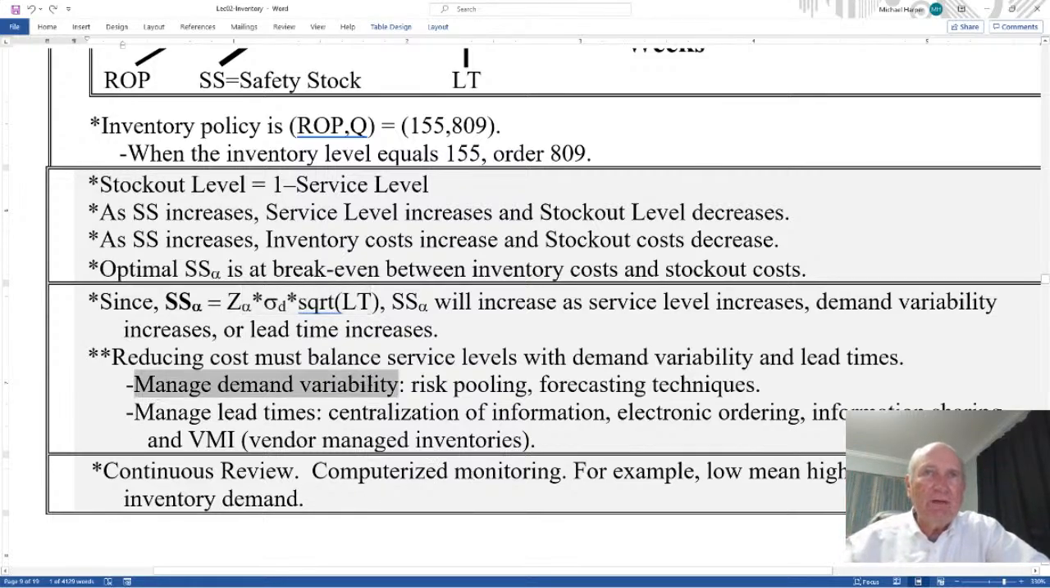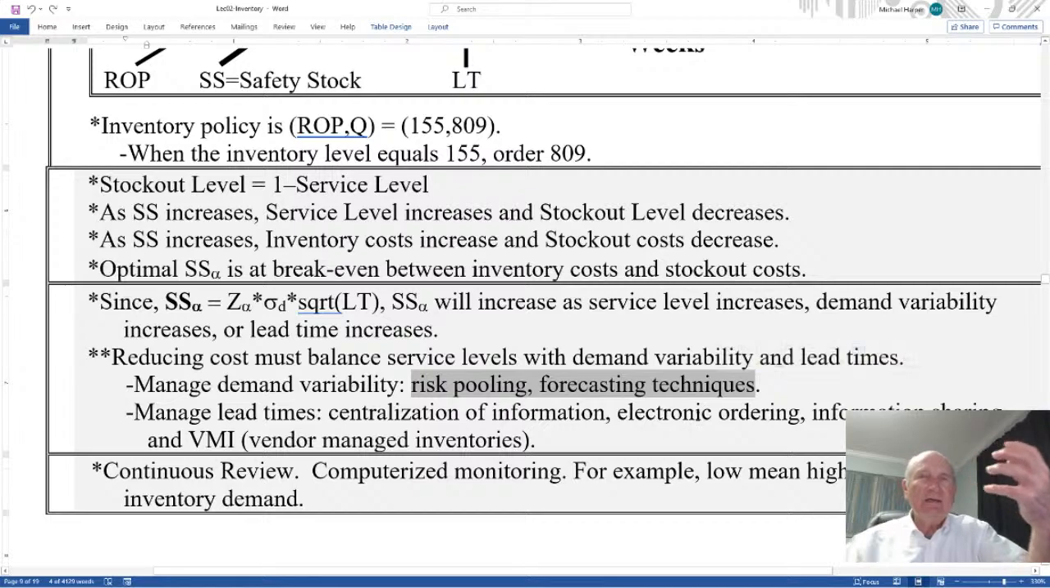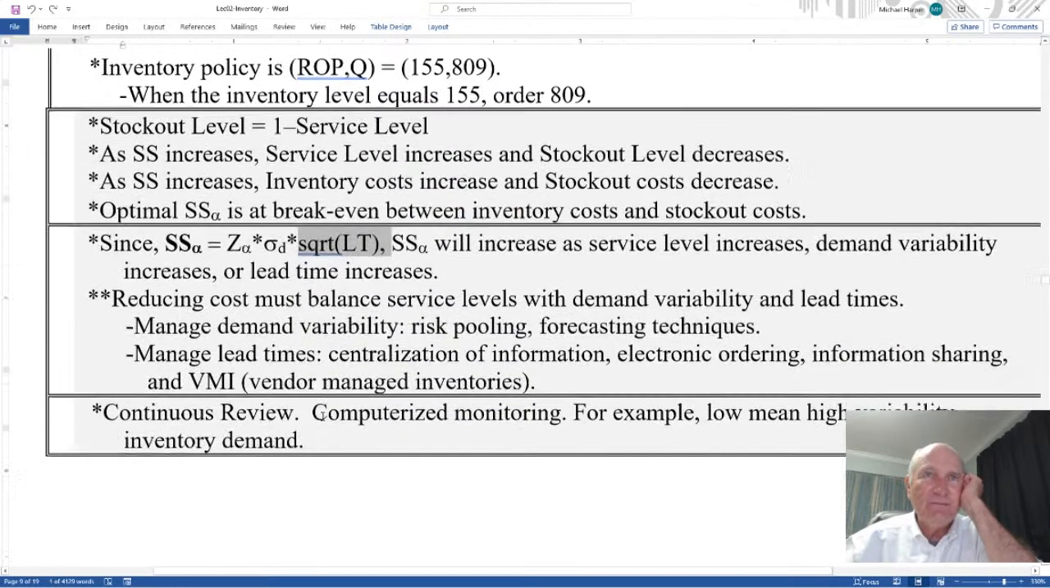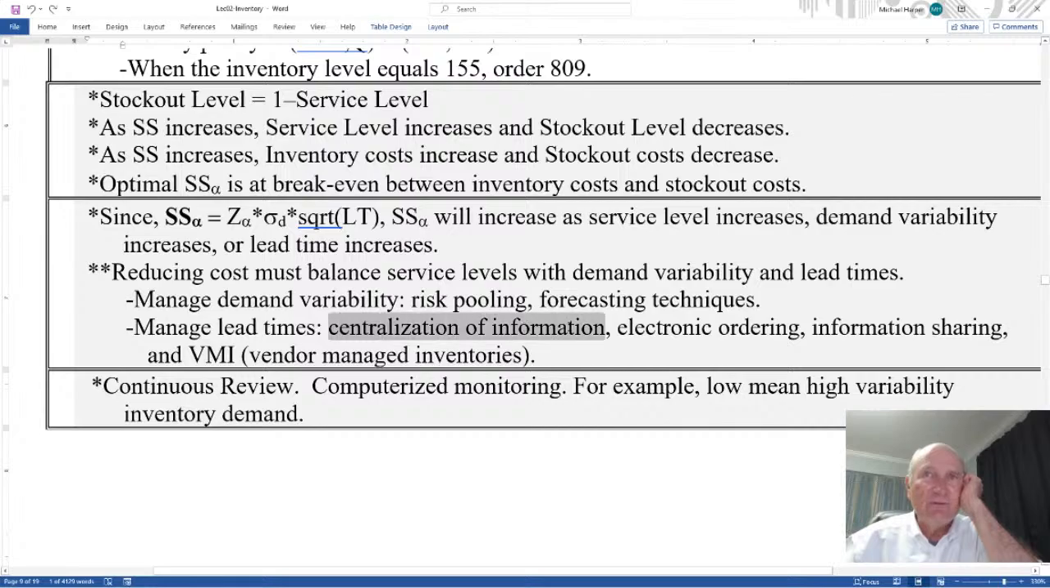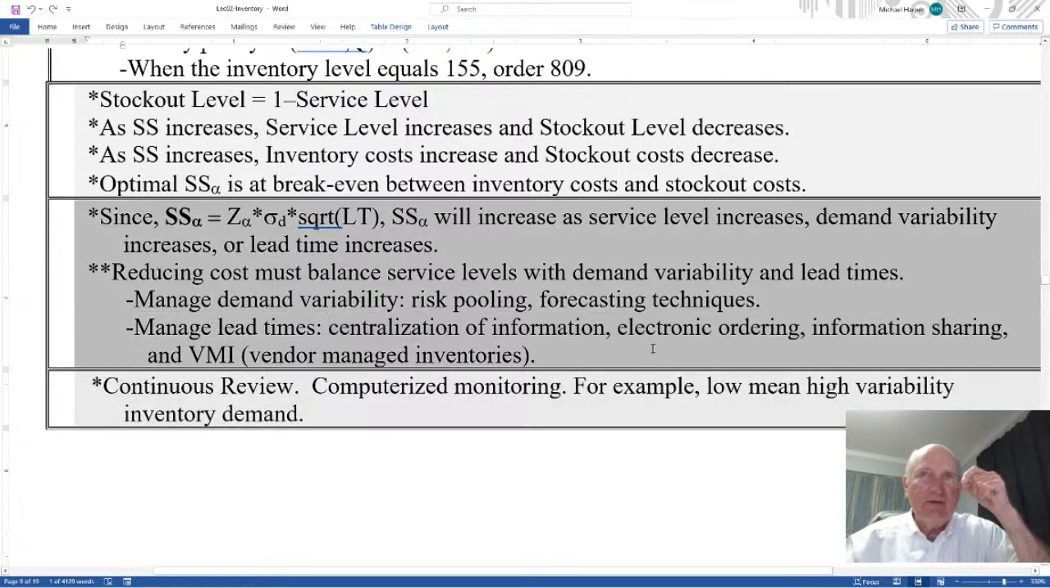Managing demand variability, managing the sigma here, how do you do that? Risk pooling and forecasting techniques. So your demand coming in, your forecasting techniques to sharpen that up, and risk pooling, which we'll look at here in just a minute. Managing the lead times, how do you do that? By centralized information, electronic ordering, and information sharing, and vendor managed inventories.